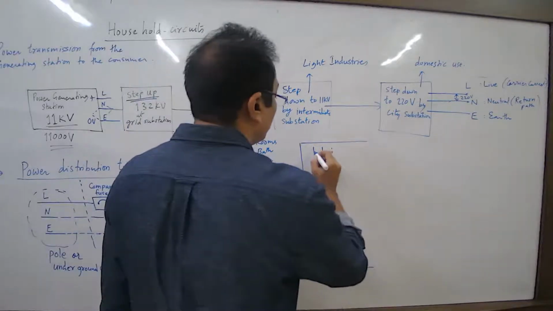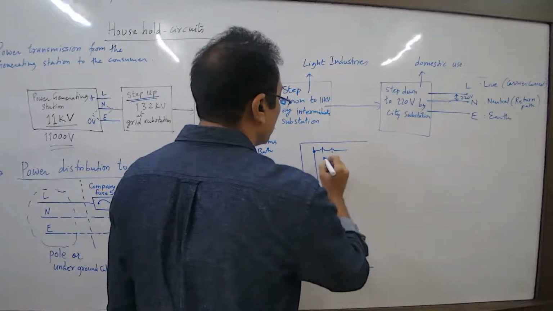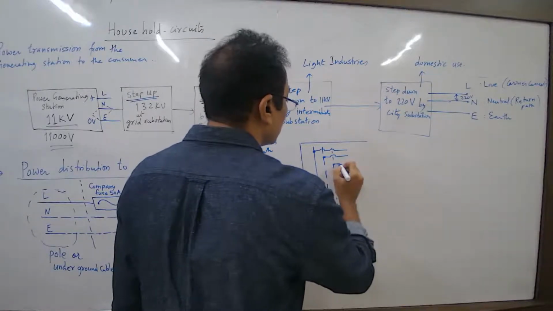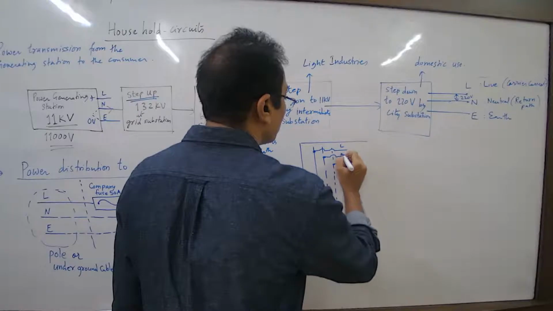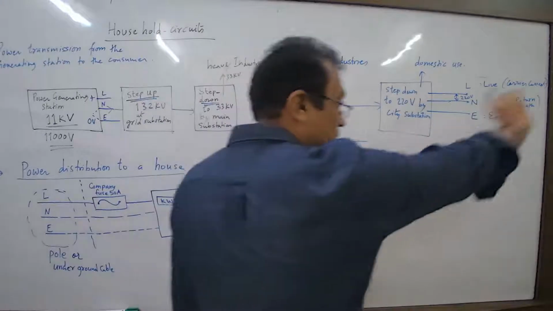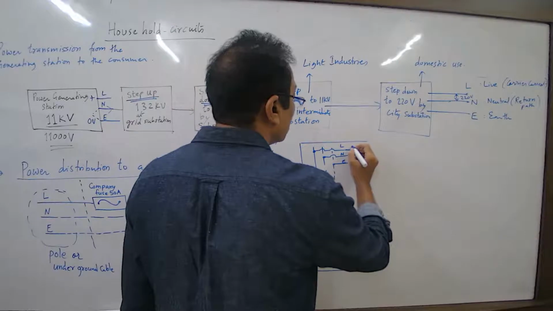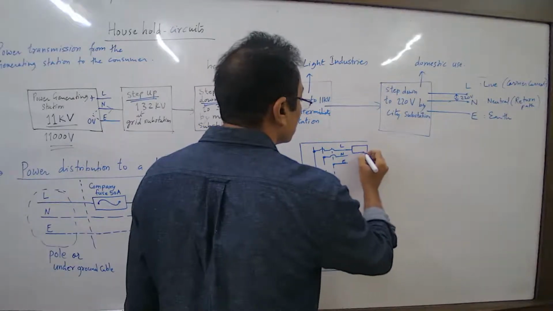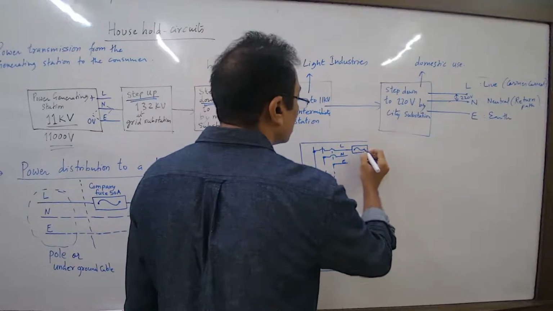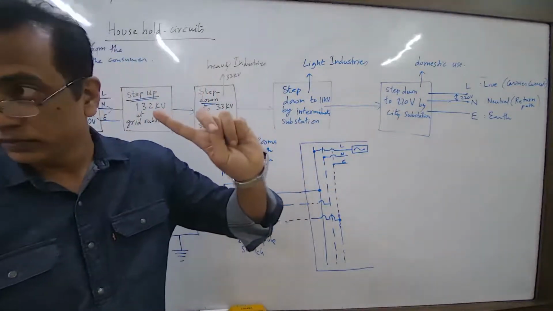Now what we will do, we will pull. This is live, this is neutral, this is earthing. So live, neutral, earthing for first row. Then those wires will go. Okay? But what we do now, here we connect one fuse. Now we have a main fuse. Okay? So for every room also we can have a fuse now.